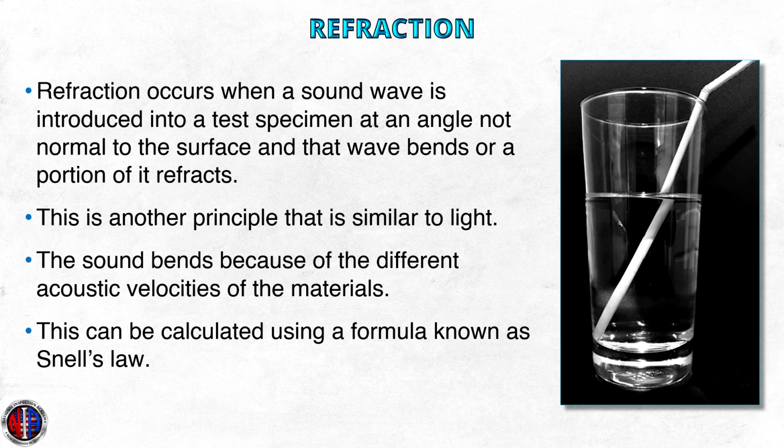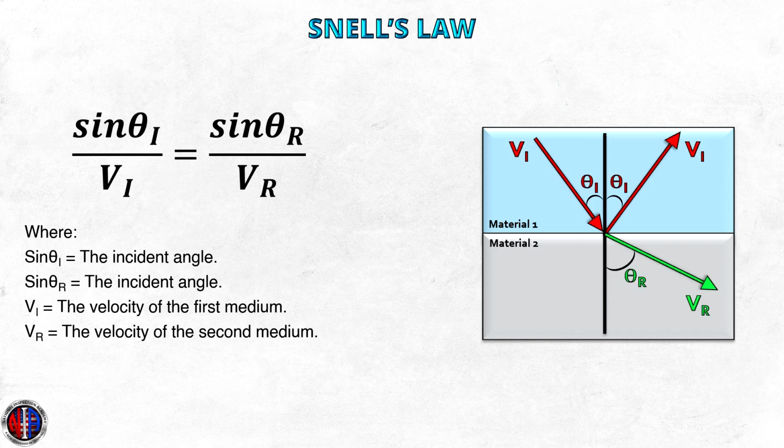This can be calculated using a formula known as Snell's law. Snell's law is the sine of the incident angle divided by the velocity of the first medium equals the sine of the refracted angle divided by the velocity in the second medium.